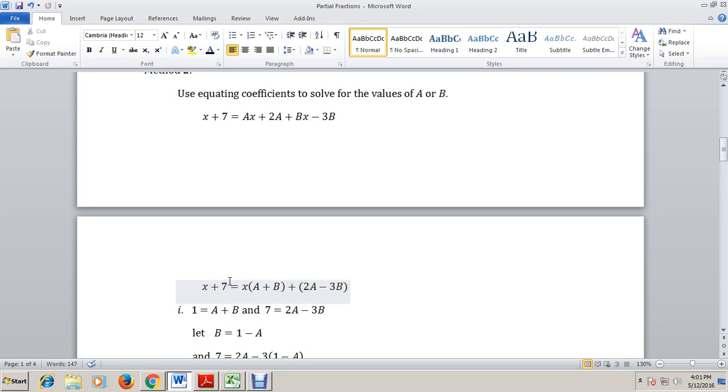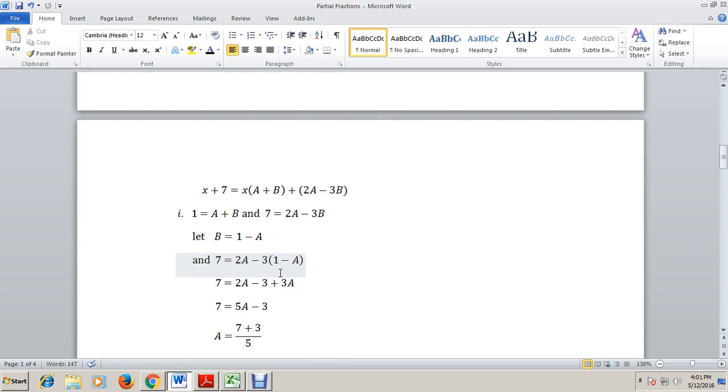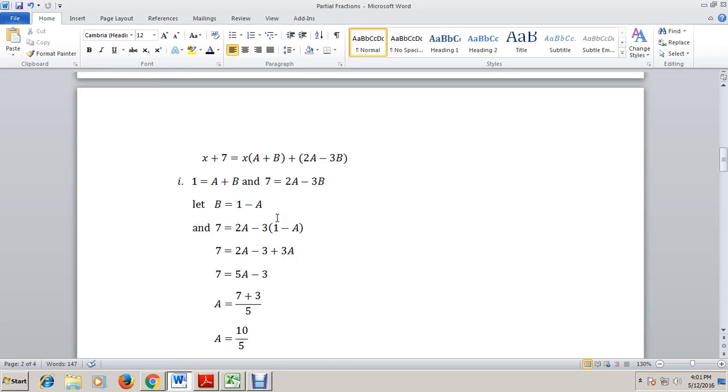Now, also by equating coefficients, 7 here serves as a constant that is added to x, and that serves as an equal coefficient for the remainder of the expression on the right hand side of the equation. So this means 7 is equal to 2a minus 3b. We call this method equating coefficients. Now, from the resulting method, we arrive with the following expressions. We have 1 is equal to a plus b, and 7 is equal to 2a minus 3b.